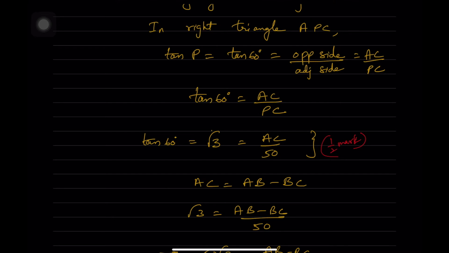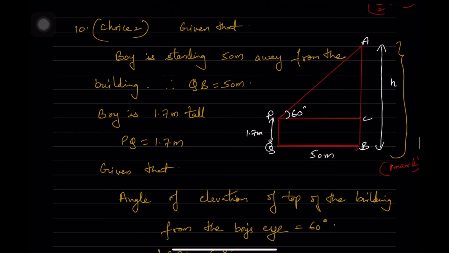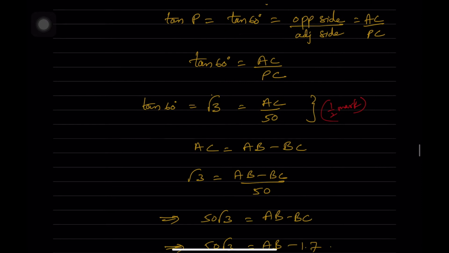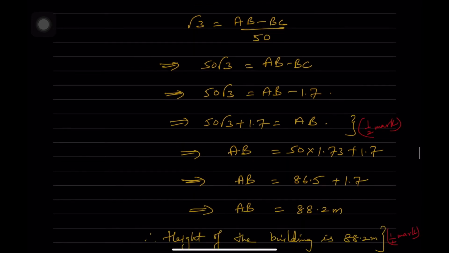Root 3 is equal to AC by 50, and you know that AC can be written as AB minus BC. This part only, till here, is equal to AB minus BC. So therefore you can write it as 50 root 3, if you are taking it to the other side, is equal to AB minus BC. So 50 root 3 is equal to AB minus 1.7.